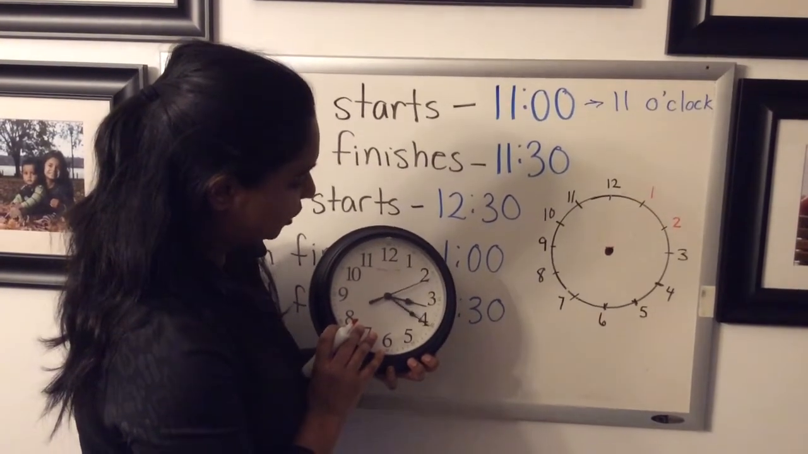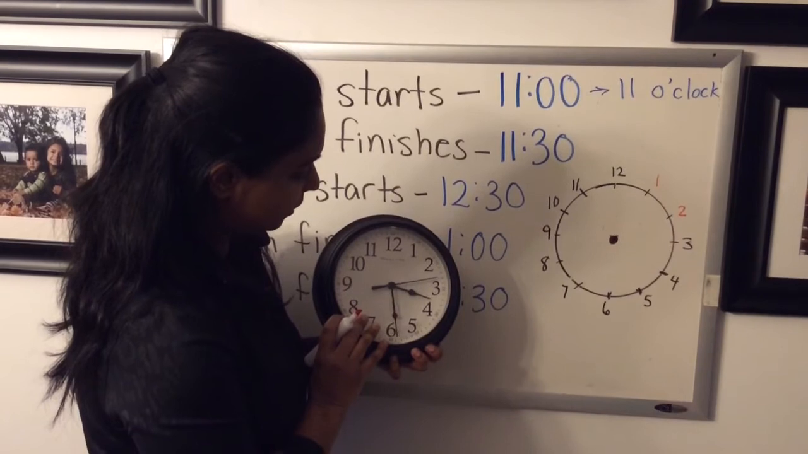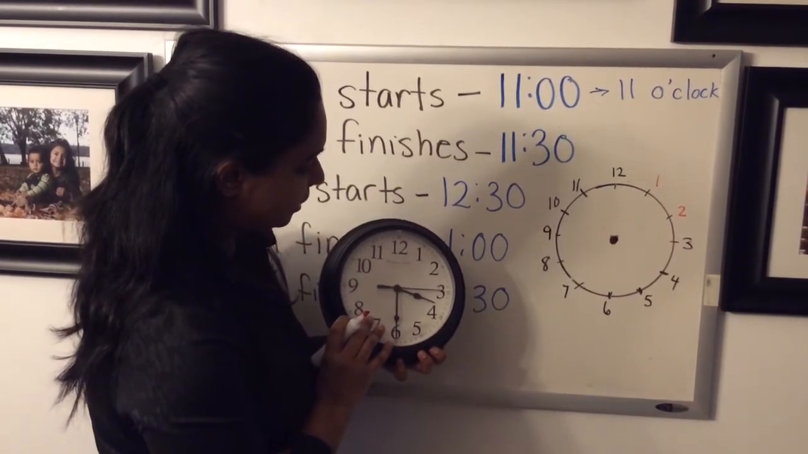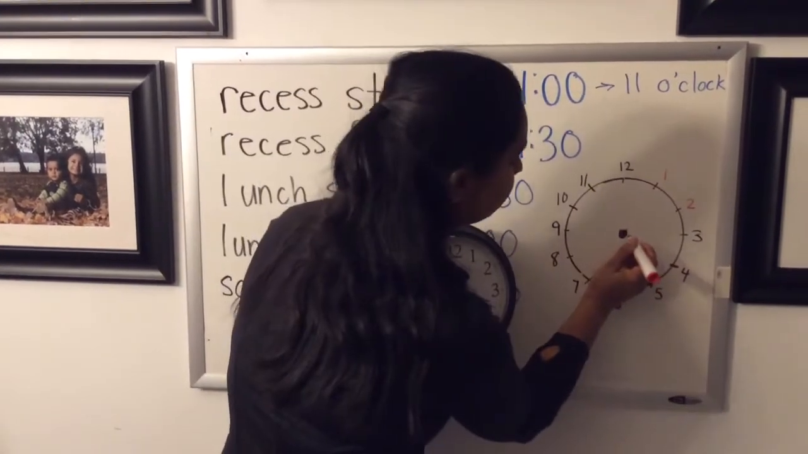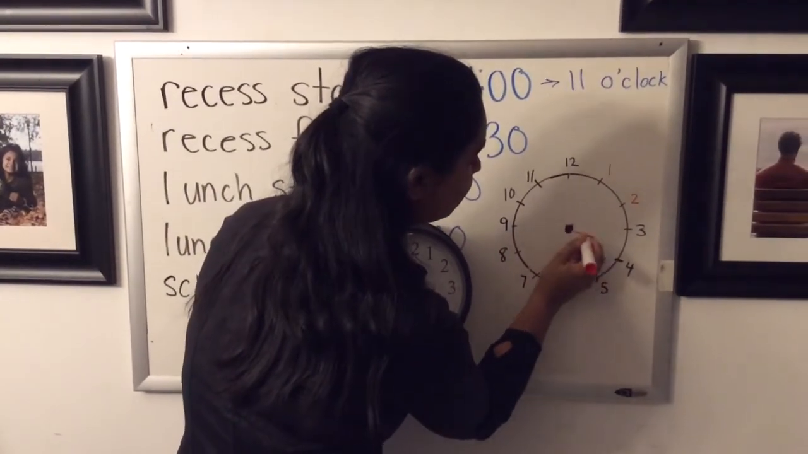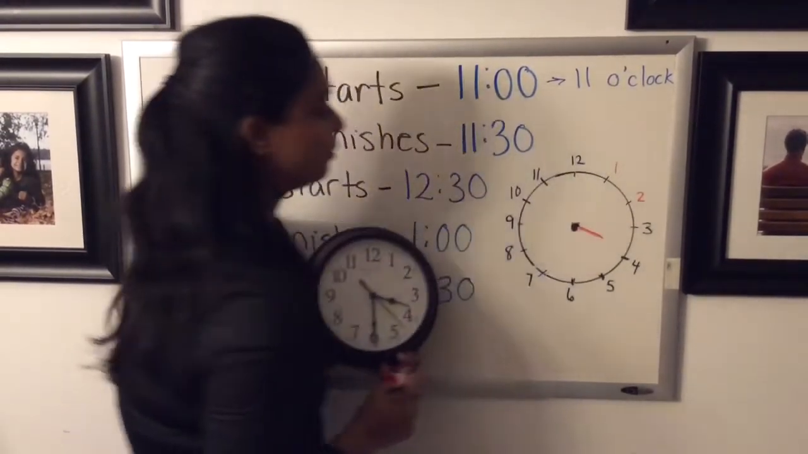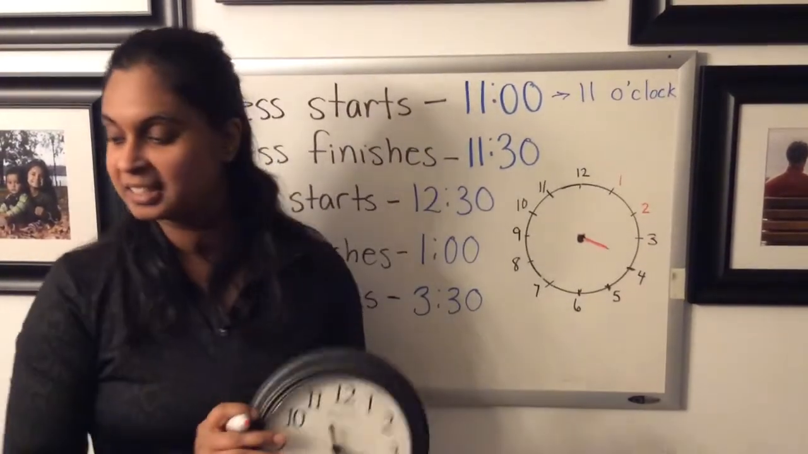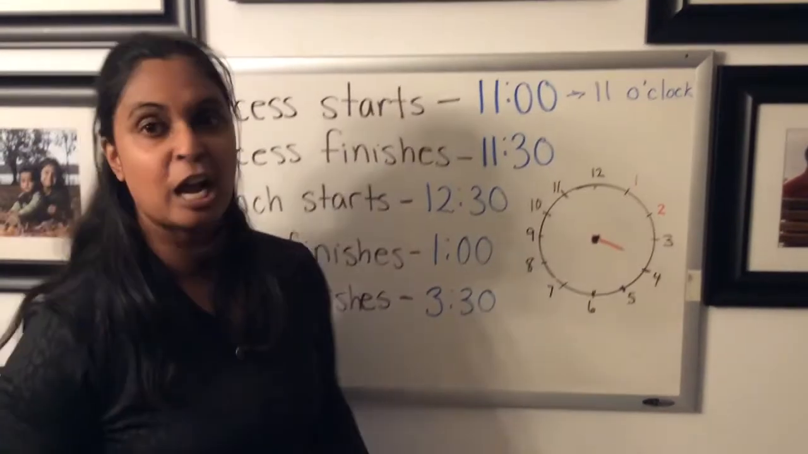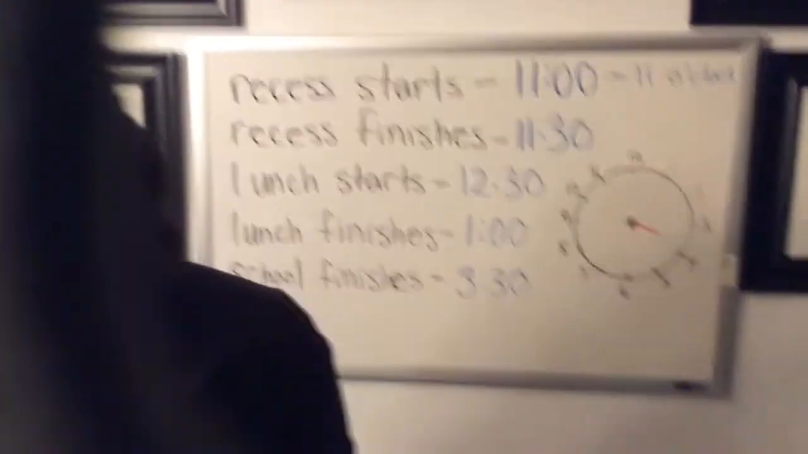And now we're going to move to 3:30. I want my long hand on the 6. 3:30. There we go. And we can see that the little hand is right in the middle of 3 and 4. Right in the middle of 3 and 4. Great. All right. So now we've done page 162 together. All your times in your school day on the clock.